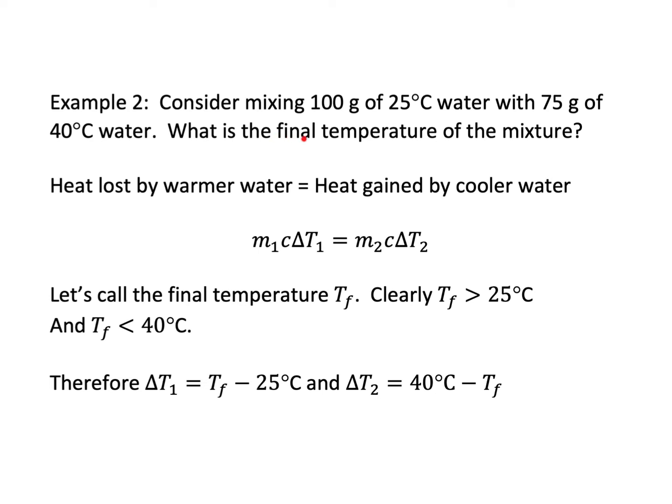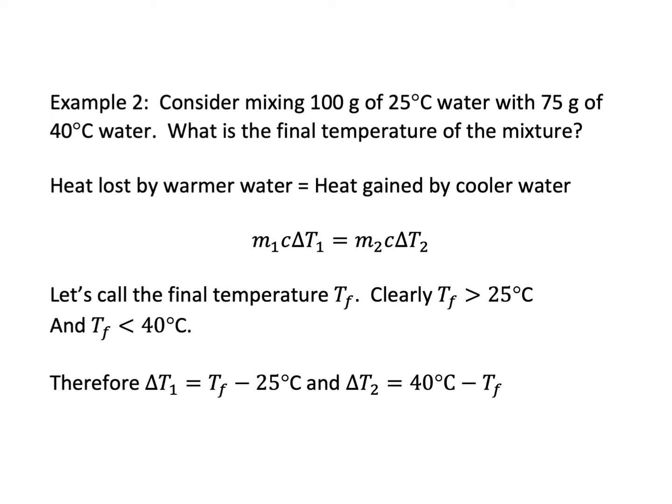Now, in the problem, we're looking for the final temperature. We don't know what the final temperature is, but we could probably guess that it's going to be somewhere bigger than 25 degrees and somewhere lower than 40 degrees. It's going to come to equilibrium somewhere in the middle. So we've expressed this here that the T final is going to be bigger than 25 degrees and smaller than 40 degrees. And so the change in temperature for mass 1, and we'll call that delta T1, is going to be the final temperature minus 25 degrees.